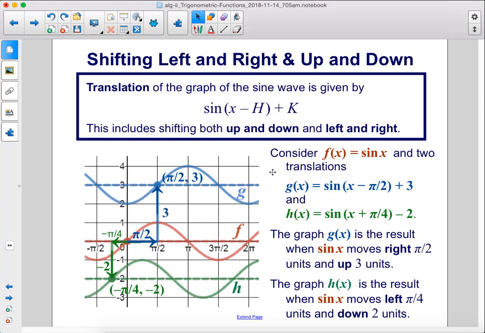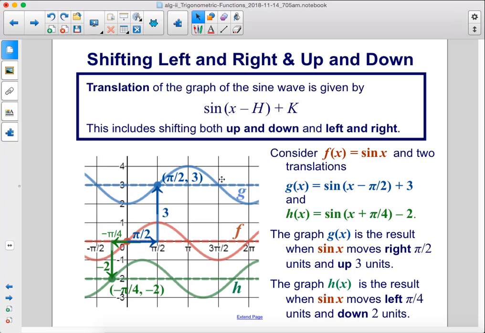Translation of the graph of the sine wave is given by sine of x minus h plus k. This includes shifting both up and down and left and right. Consider f of x equals sine x in two translations. g of x equals sine of x minus pi over 2 plus 3, and h of x equals sine of x plus pi over 4 minus 2.